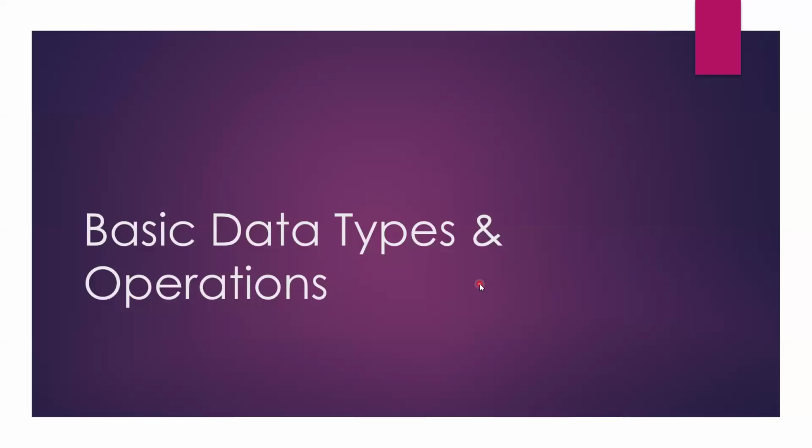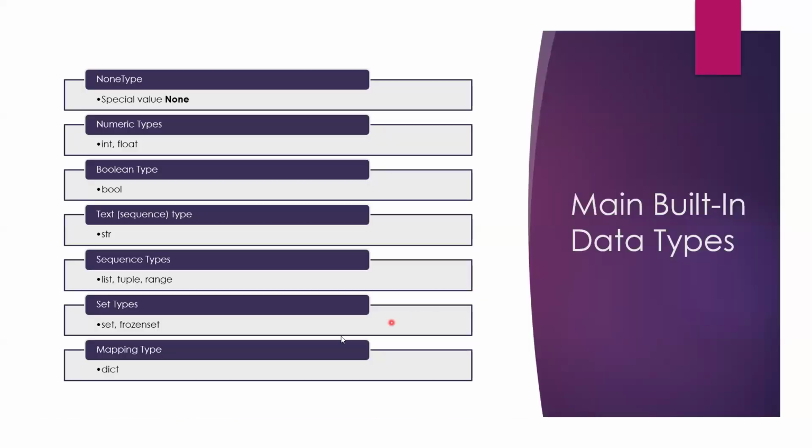We're going to continue talking about the basic data types and operations. So now we're going to talk about these two categories, the set types and the mapping types. But before that, we need to understand the concept of a hash function.